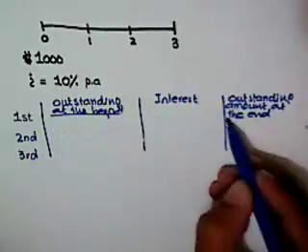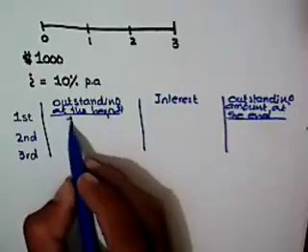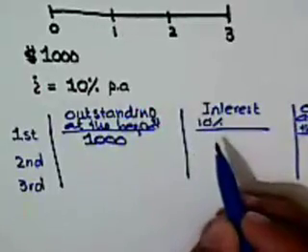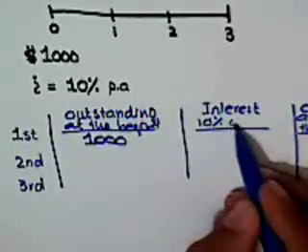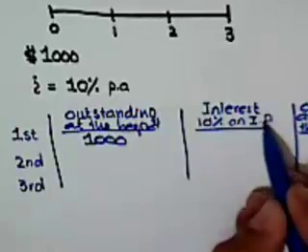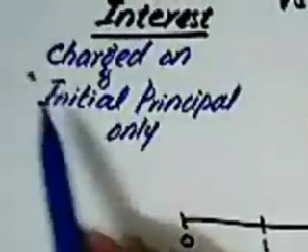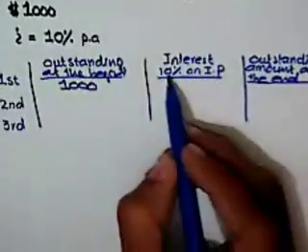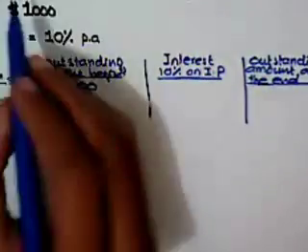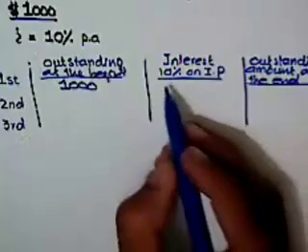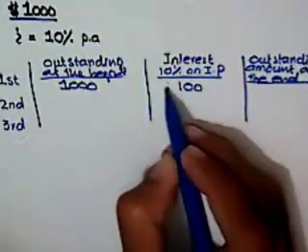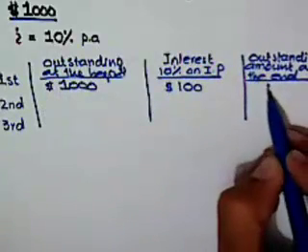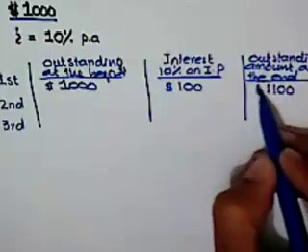So at the beginning of first year, the outstanding amount is 1,000, and we'll charge 10%, because this is simple interest, so we'll charge this 10% always on initial principal. So remember this is initial principal. So on initial principal, we'll charge the interest, that is 10% of 1,000. This is the initial principal, 1,000. So 10% of 1,000 is $100, and so at the end of first year, the outstanding amount would be $1,100.